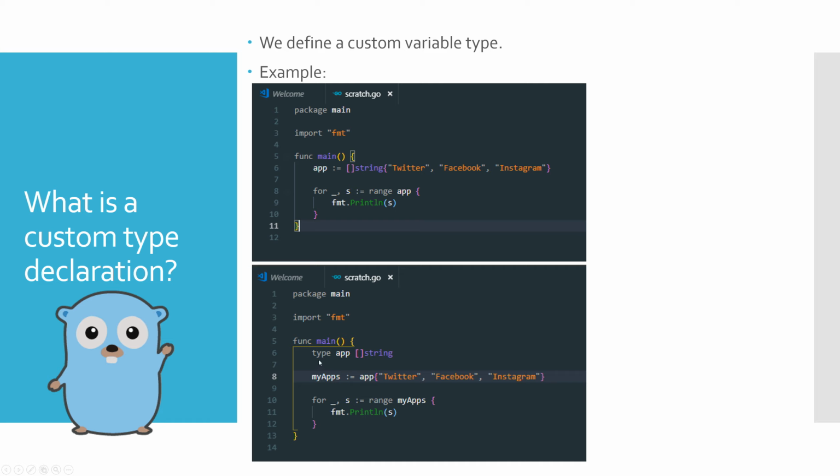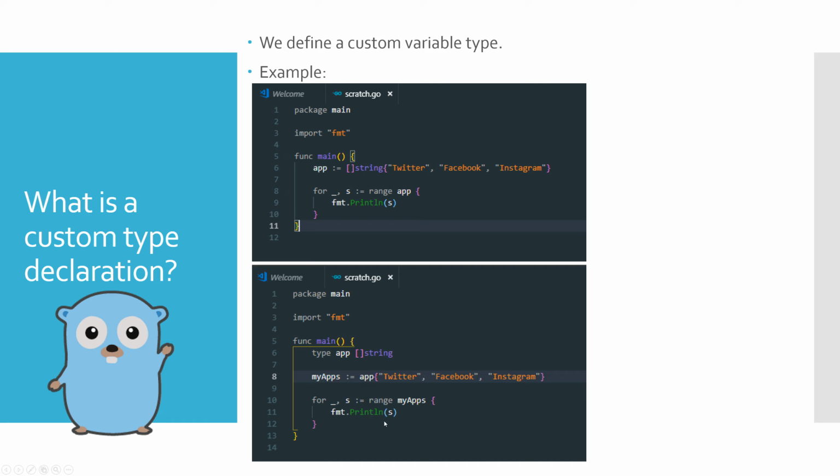Here I declared a variable called myApps, and I said that it's an app type variable, and then I assigned it the strings similar to up here. So this app type that I created, which represents a slice of strings, acts just like a slice of strings. The only difference is that this type is called app. And then you can print it just as you would print a slice of strings.